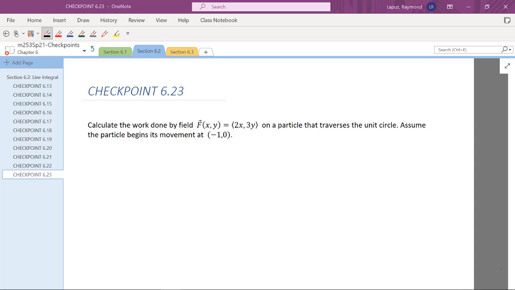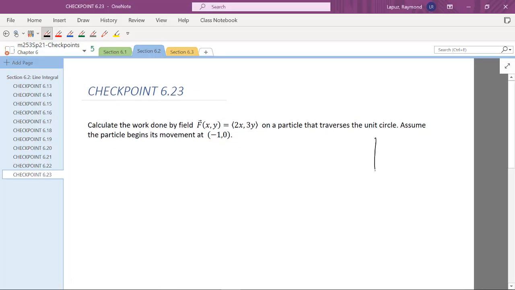Let's do checkpoint 6.23. Calculate the work done by the field F(x, y) = <2x, 3y> on the particle that traverses the unit circle. Assume the particle begins its movement at (-1, 0). They did not specify whether we should be going in a clockwise or counterclockwise direction. They did give us a starting point.